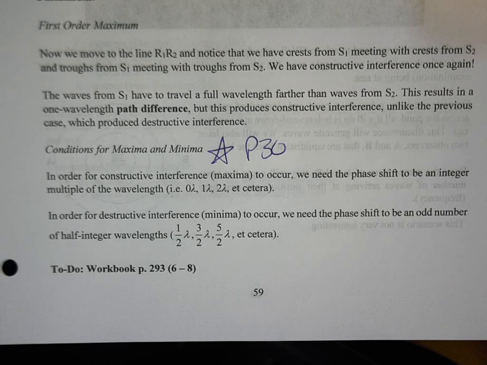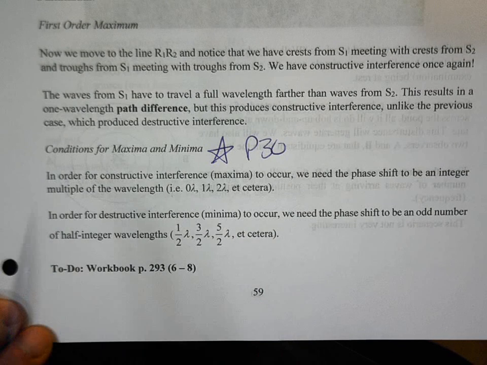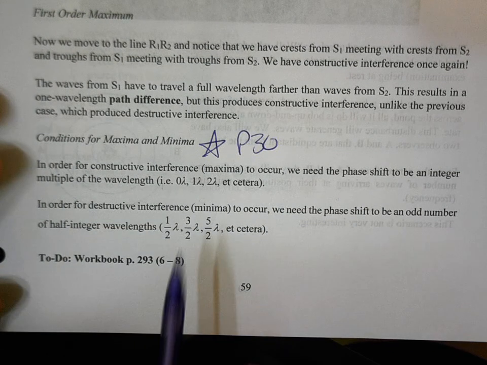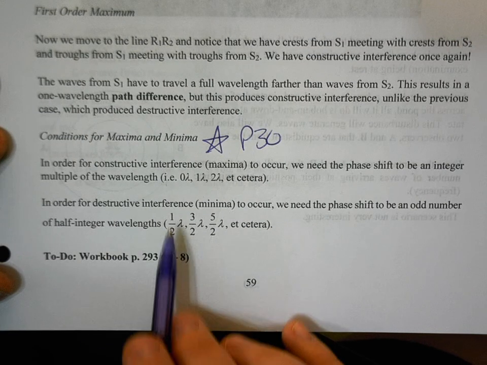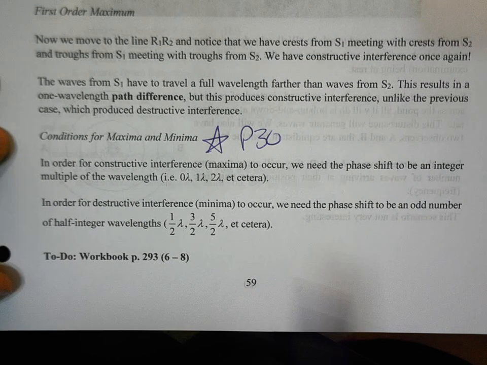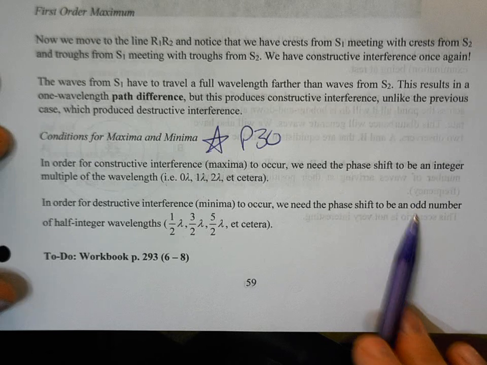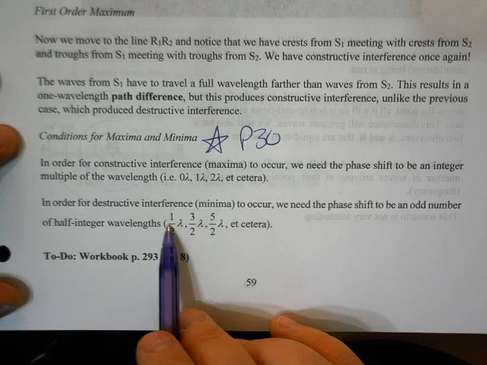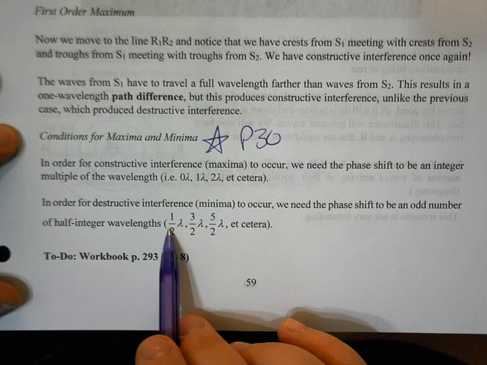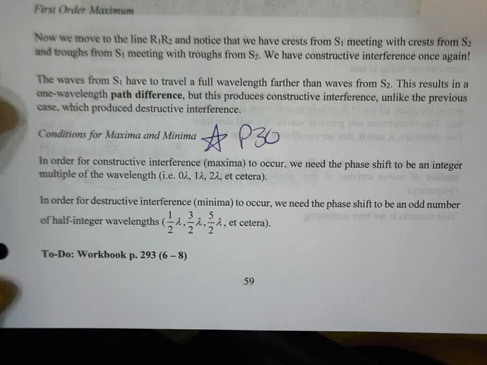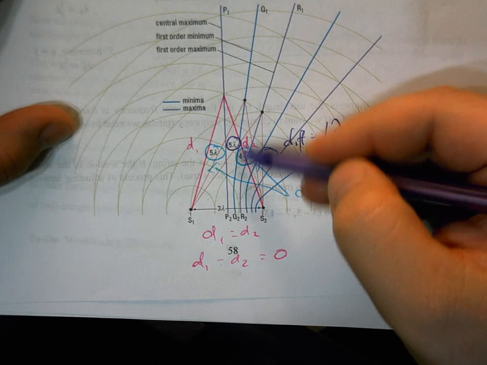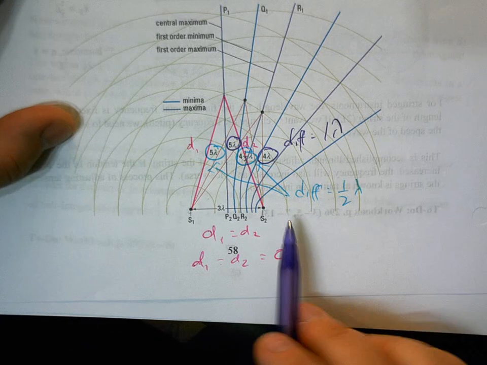So if the difference between the path lengths from the two sources is an integer multiple of the wavelength, we will have constructive interference. If we want destructive interference, we're going to have an odd number of half wavelengths. So that difference in path length has to be like half lambda, 3 halves lambda, 5 halves lambda. And we found for our first line of minima, or destructive interference, that this path length had a difference of half a wavelength.